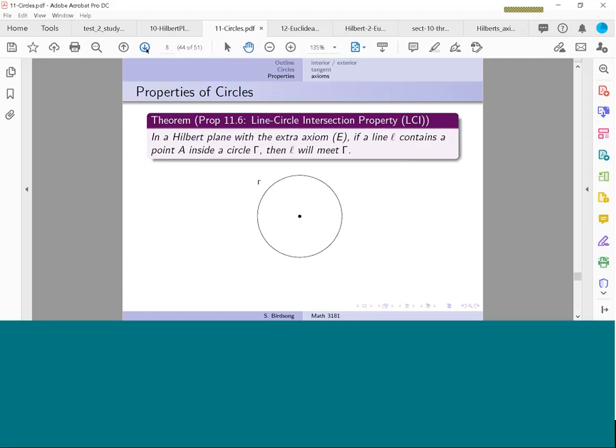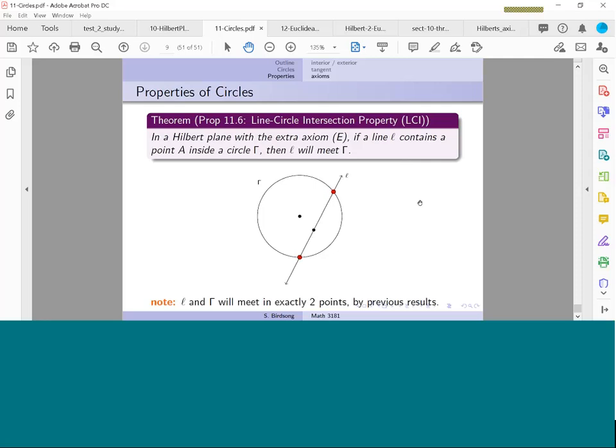Now, the last thing that we've got is the line-circle intersection property, and it says if you've got some Hilbert plane and you've got that extra axiom E, automatically you're going to have this property, and it says you've got some line. If that line contains a point inside your circle, so in the interior of the circle, you are guaranteed that your line must intersect your circle. Note, this does exclude the case of the line being tangent to your circle, and specifically that's going to mean that your line intersects your circle in exactly 2 points based on previous results that we didn't actually go over all of them. Okay. So that's the crash course in circles.